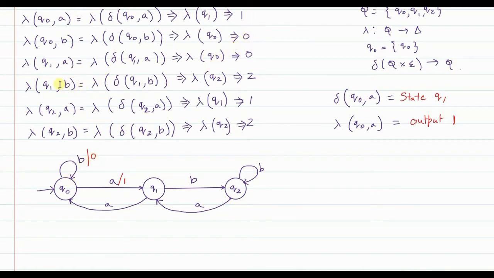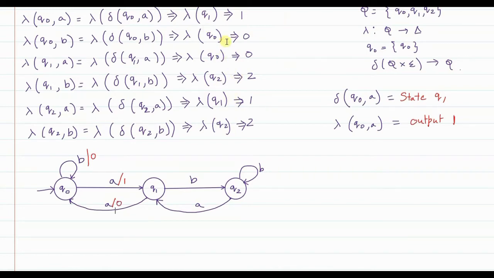Now in the same manner we are going to write the other values. What is the output that is generated when you are in state Q1 and A is read as input? The output that is generated happens to be 0. So you write 0 there. Correct?